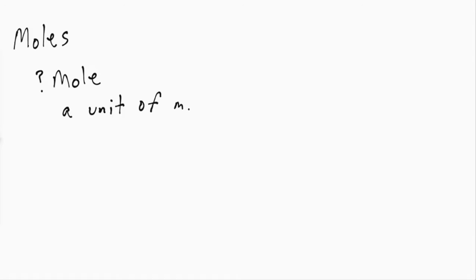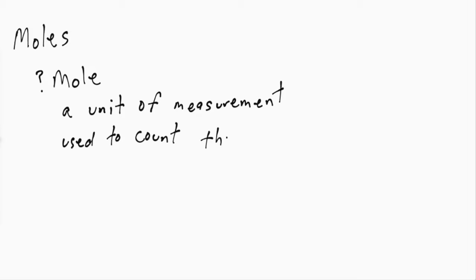And it's used to count things. That's its purpose. So it's a unit of measurement used to count things. Now, it's like a dozen. You're already familiar with this concept. A dozen is a unit of measurement, and a dozen is used to count things, usually eggs.